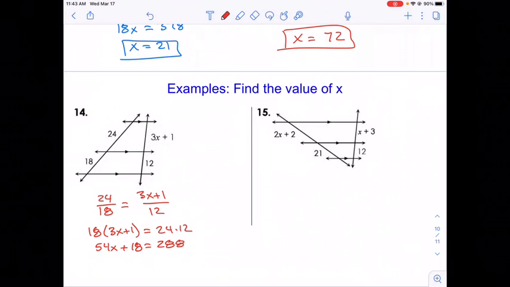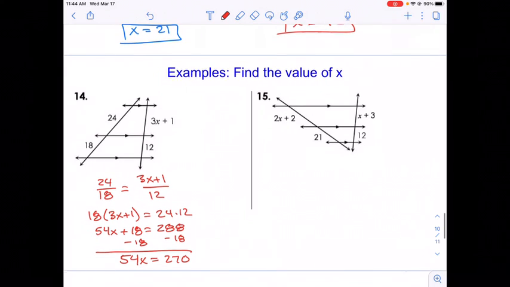So once again, you could have simplified 24 and 18 to use smaller numbers, or you can just leave them as they are. So we're going to subtract 18. 54x is equal to, that's going to give us 270. And divide by 54, and that gives us that x is going to equal, let's see here, 270 divided by 54, we get 5. So x is equal to 5.